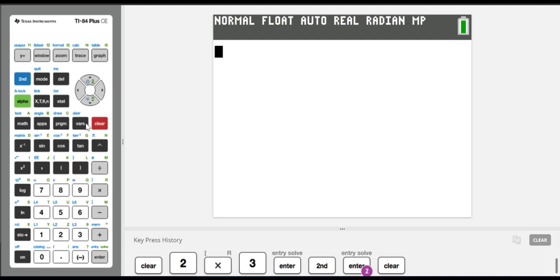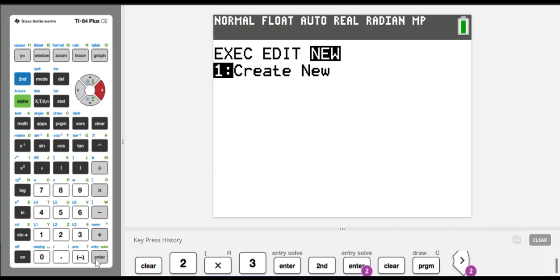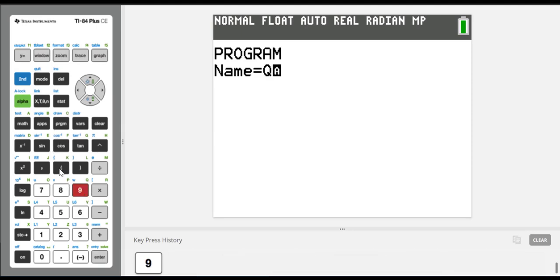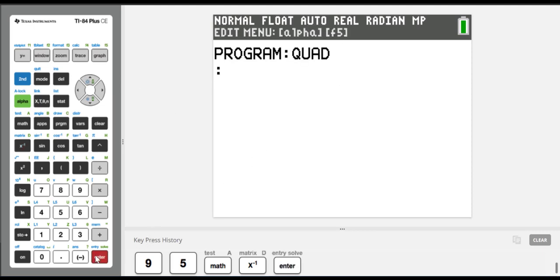So I figured out how to write a program. I wanted to get a new program to do the quadratic. Program, create new. I named it quad. Q, U, A, D. Now, if you want to name it A quad, it'll be at the top of the program list, but I don't know how many programs you have in your calculator. Enter. All right, so how do we do this?